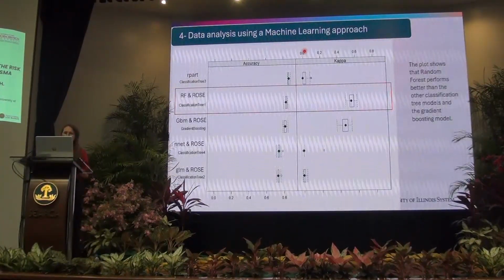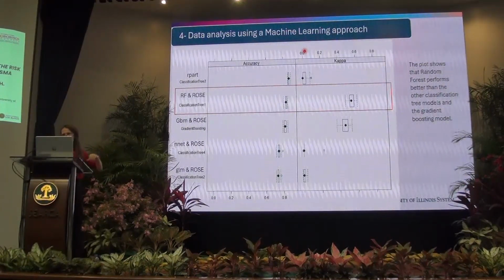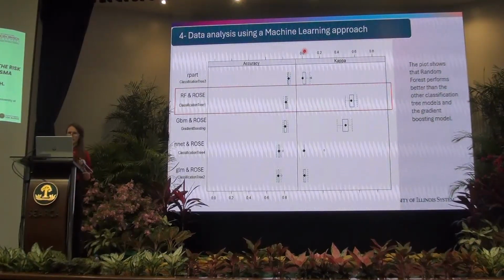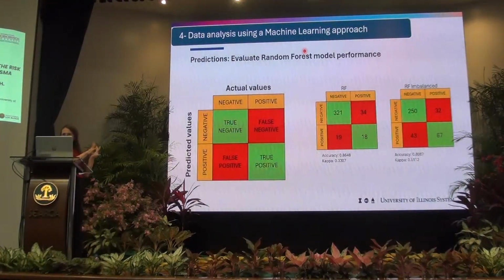Okay? Then we want to test accuracy and precision of the model. I'm not going into the detail here. I just highlighted the model that performed the best. This is random forest, RF, and Rose, which means random forest corrected for the imbalanced data sets, which is what we expected had to be done. This is a really great tool for machine learning.